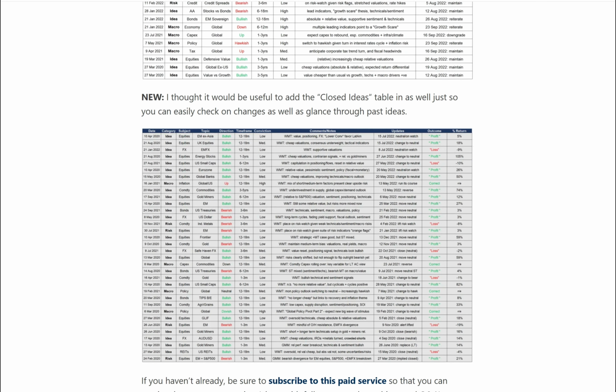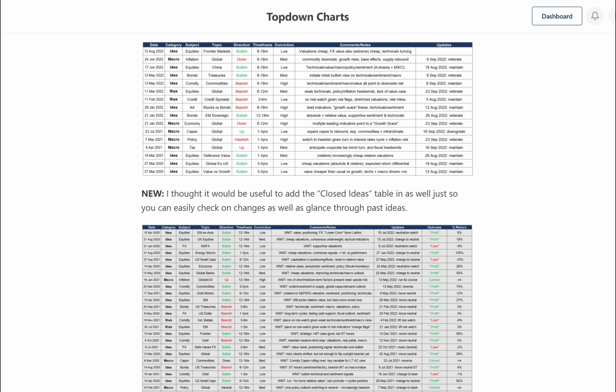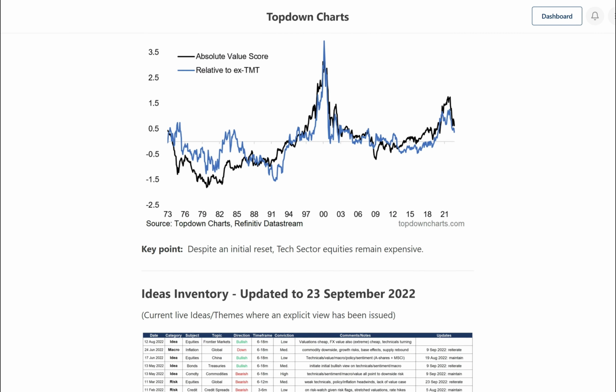And then I've also got this one here just for reference as well. So this is your closed ideas, and so I've got the outcome there and the return for the closest approximation to whatever the asset or market was. You can see there's so far so good. We've got more greens than reds on the outcome there, so that's always a good thing. So it's a good vote of confidence in terms of the accuracy or usefulness of it.